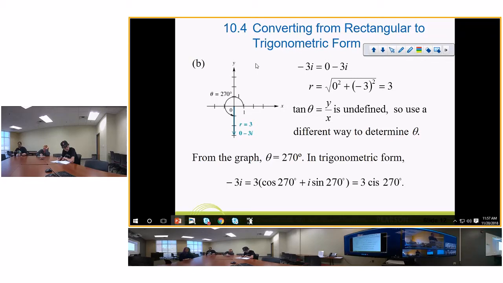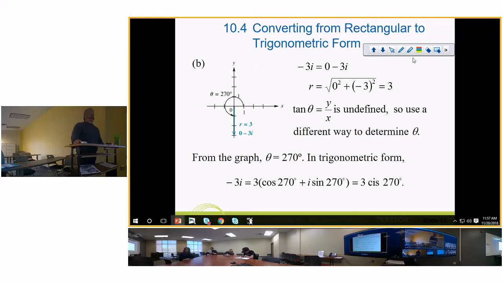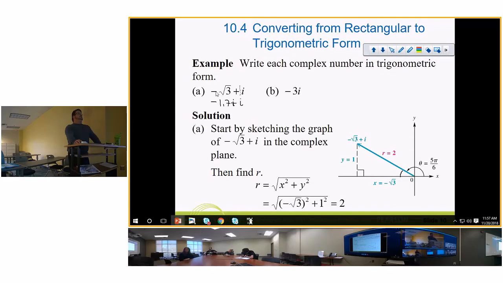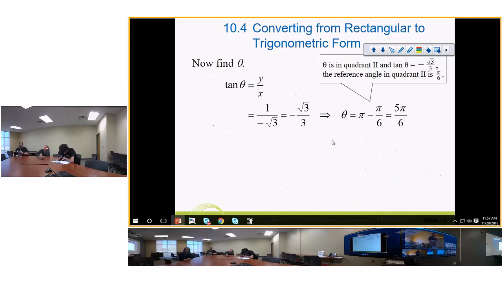So I think the biggest thing you have to get used to in this section is when you see it written like this, you know it's 0, negative 3. And when you see it written like this, it's what? Negative square root of 3, what? 1. You need to make that relationship. We feel good so far?